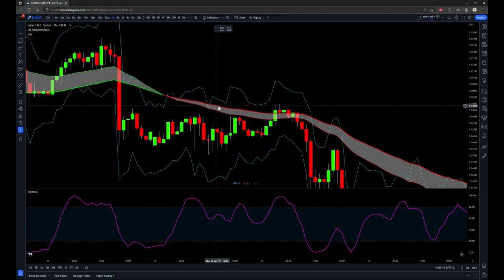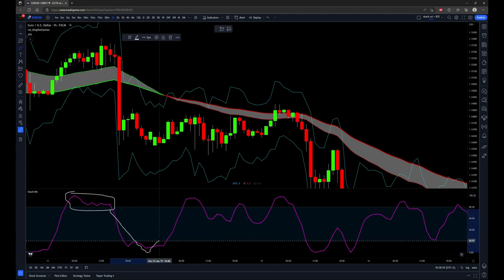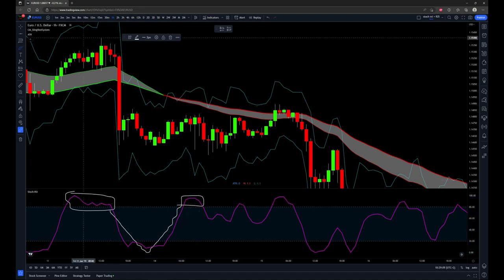Now, the next thing we'll be looking for is a stochastic RSI full reset. And what that means is for a short, we're looking for the stochastic K to go from overbought into oversold and then back into overbought. At the same time, price makes a lower high compared to that last reset when stochastic K was last in the overbought territory. So we take a look over here.